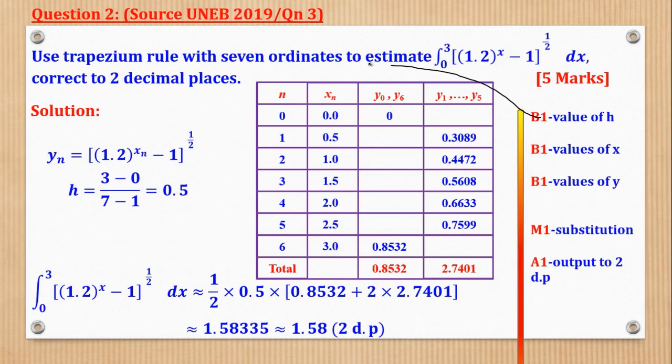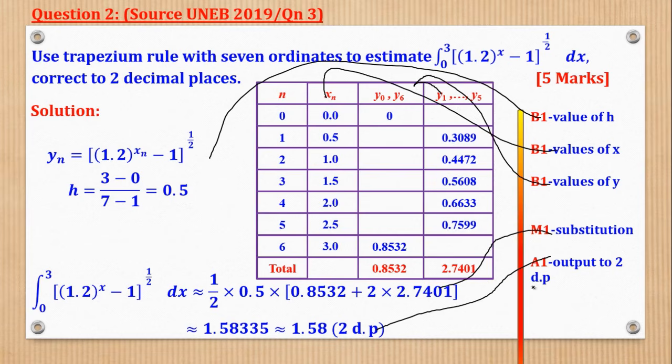So B1 for getting the value of h, B1 for generating x values, B1 for generating y values, both of them, B1, M1 for this substitution, A1 for the output to the required accuracy.